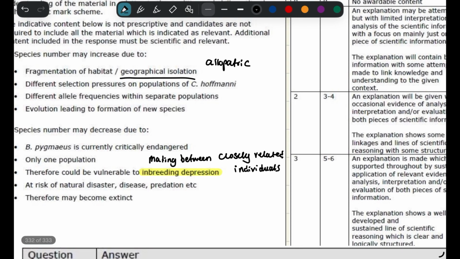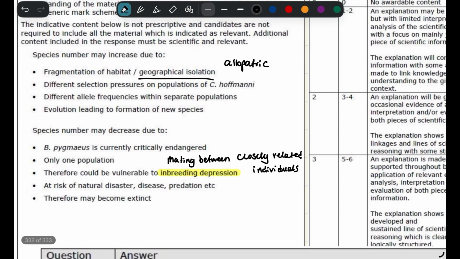But even if you didn't say that, you could think if there's such a small place, small population, you're thinking inbreeding depression, which I didn't define, so I'll just say it's when we have mating between closely related individuals. That means that because the gene pool is so small, this species is really unlikely to adapt. That's what inbreeding depression is. So vulnerable to that, meaning natural disaster, predation, or a pandemic or anything, is going to really risk the species and they might become extinct.